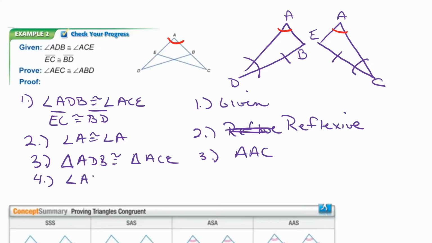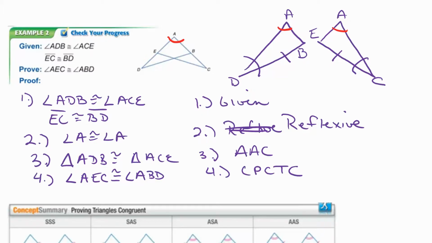Then we have angle AEC is congruent to angle ABD by CPCTC. Corresponding parts of congruent triangles are congruent.